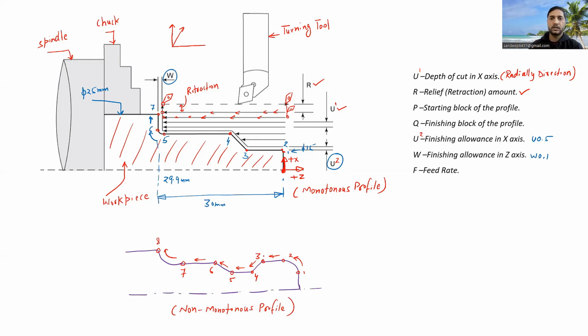And we can use this G71 cycle for both profiles, for the monotonous profile and for the non-monotonous profile also. So for that, we have two types in CNC operations, that is type 1 and type 2. And in order to differentiate between them, type 1 and type 2, we can use a Z value here.